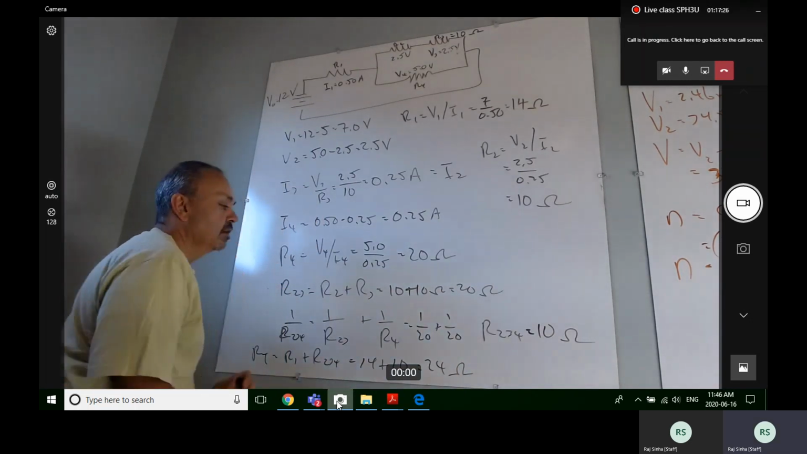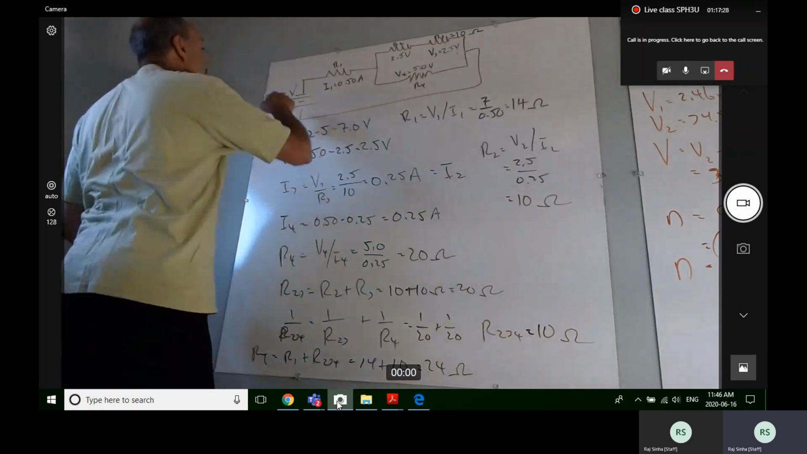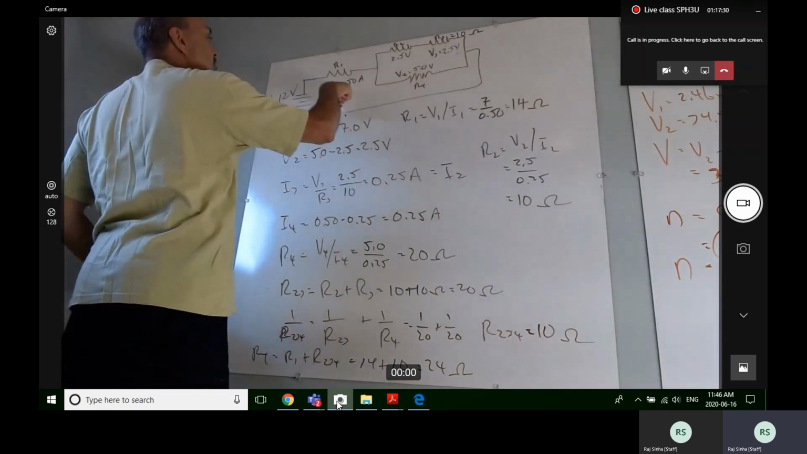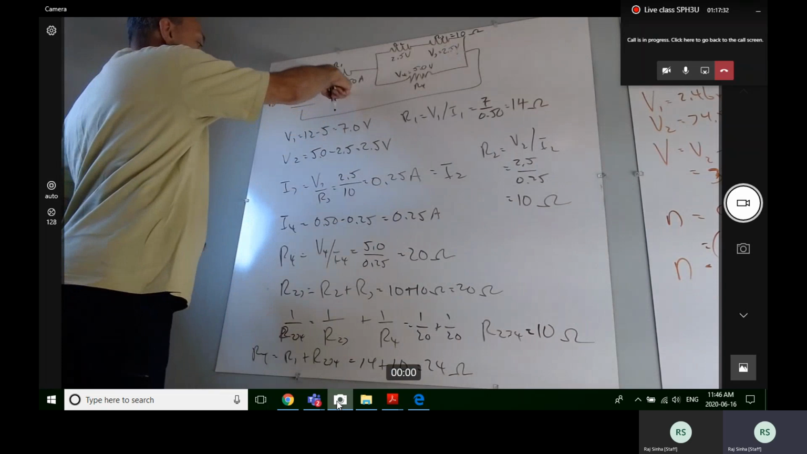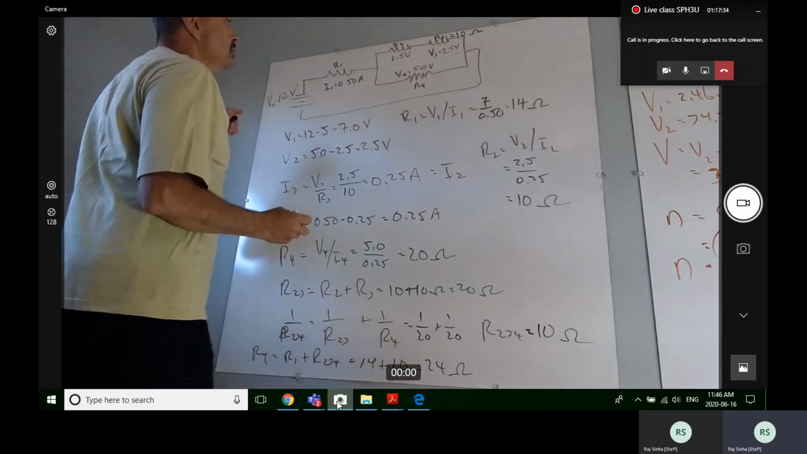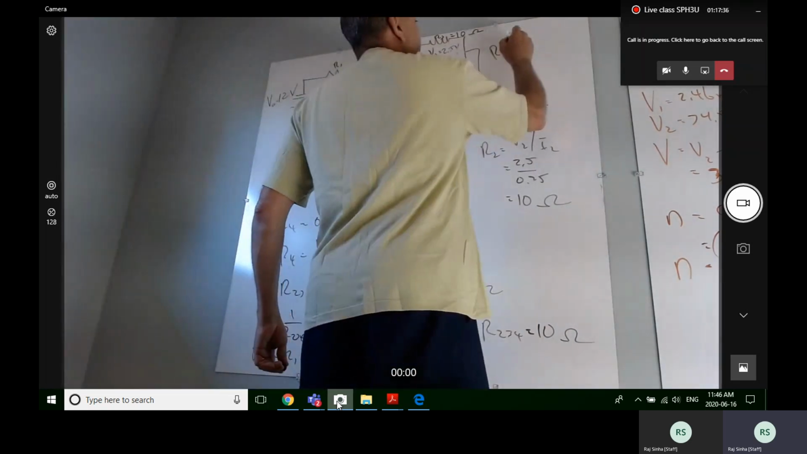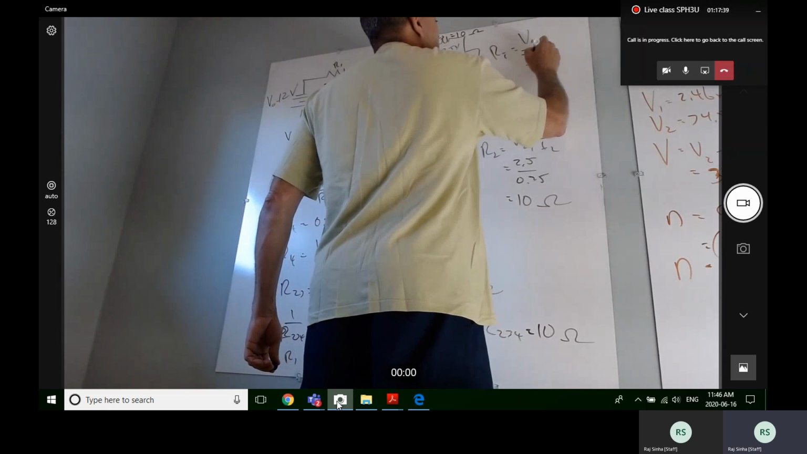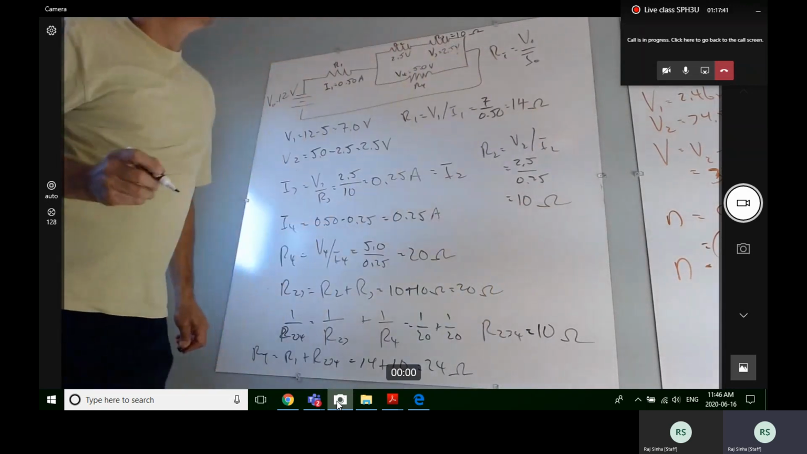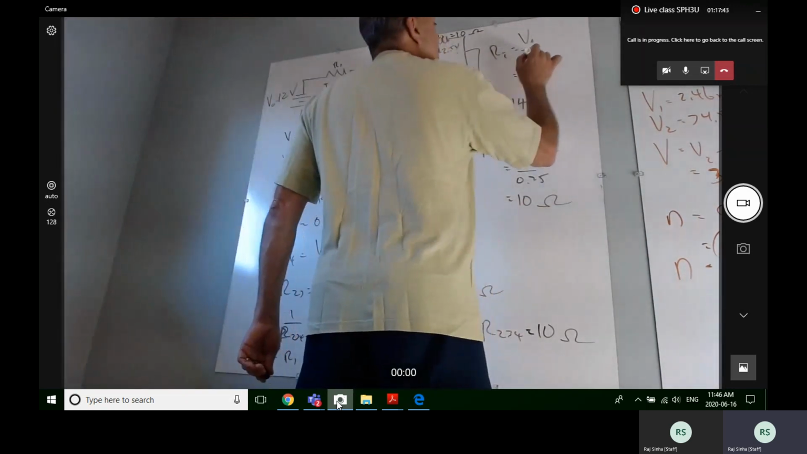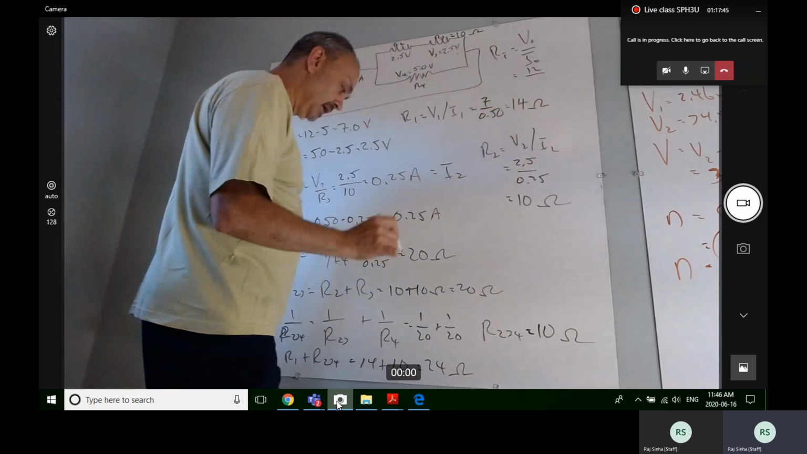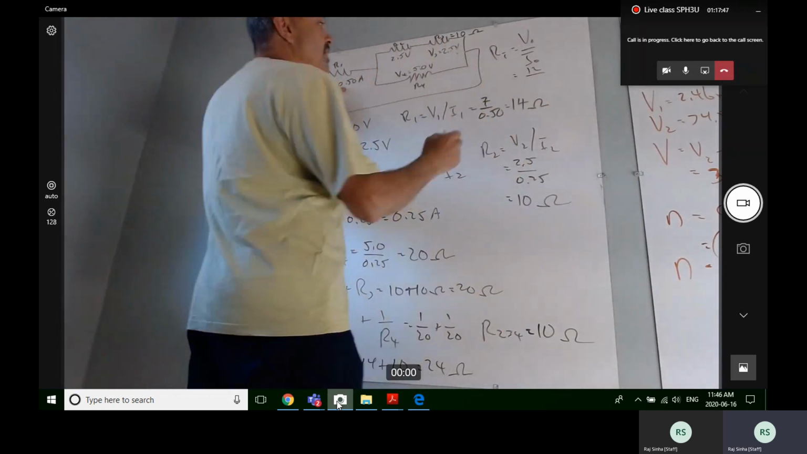Now, I could also find RT if I know V0 and I0, and I do know V0 and I0. So RT would be V0 over I0: 12 divided by I0, which was 0.5 amps.